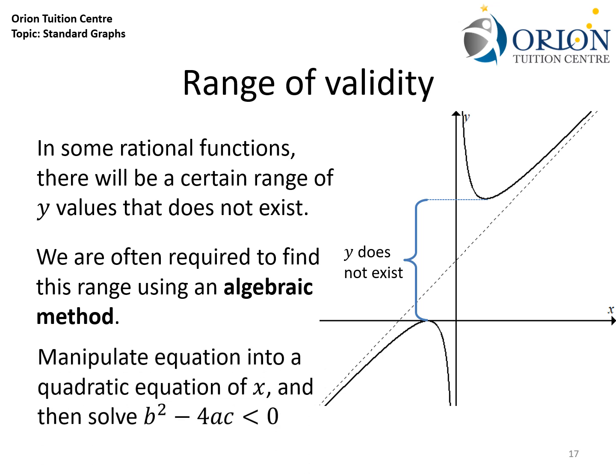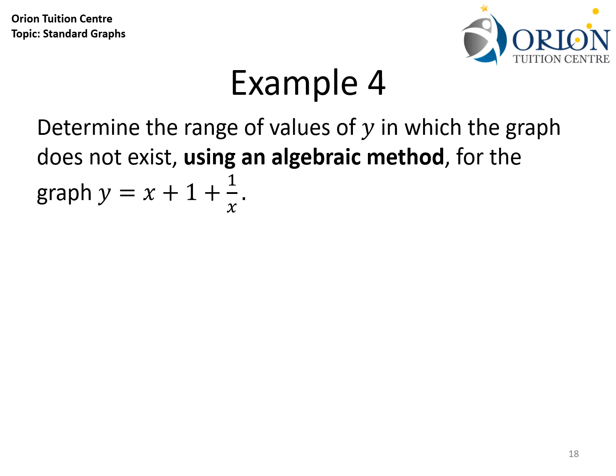The way to handle these kind of questions is to make use of the discriminant, i.e. b squared minus 4ac. Similar to simple quadratic equations, we can solve for b squared minus 4ac less than 0 if we are interested in the range of values that do not exist. But now, we will have to rewrite the rational function into a quadratic equation first, and the variable y becomes part of the coefficients of x or x squared. Once we solve this inequality, the solution to this inequality becomes the range of values that y does not exist. Let's use example 4 to illustrate this method.